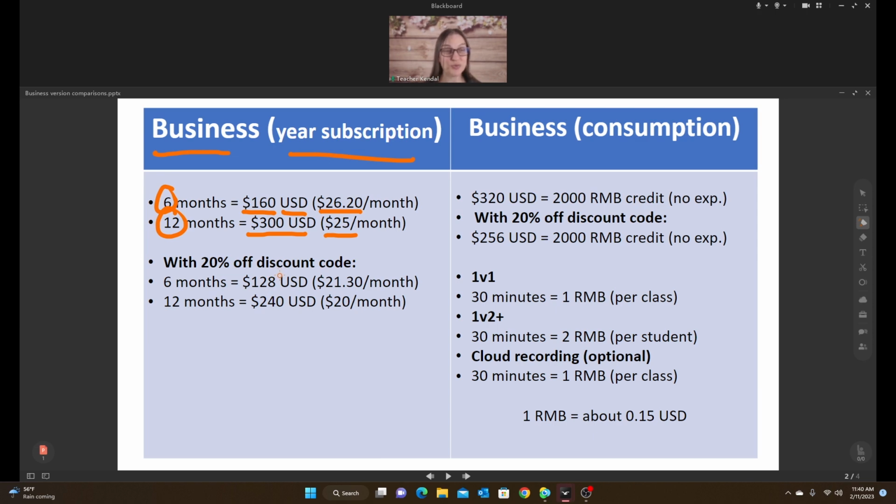So if you use a 20% off discount code, the 6 month would be $128, which comes to about $21.30 a month. The 12 months is $240 US, which is about $20 a month. So very good deal. $20 a month is very affordable for most teachers.